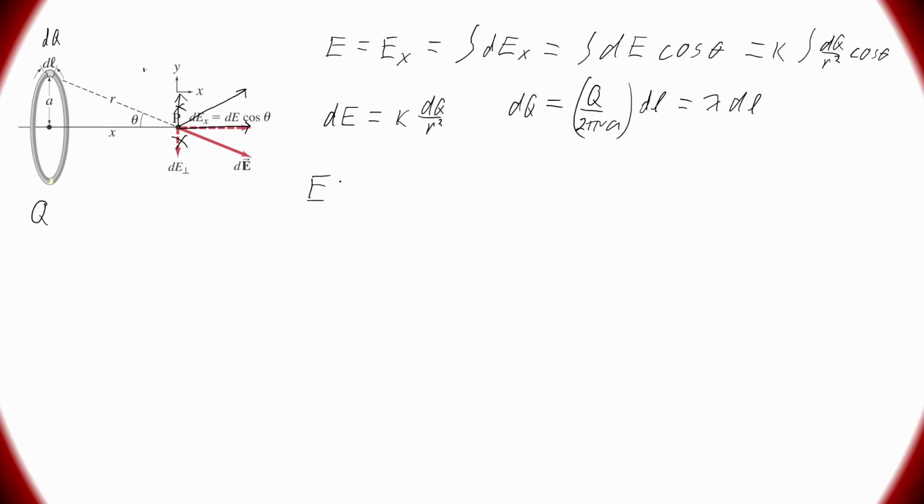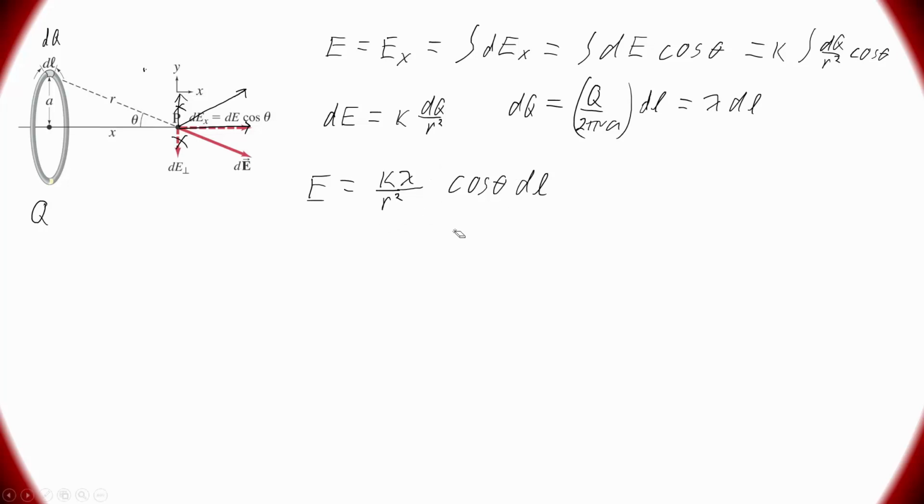So my electric field equals k. I'm going to have the r squared here, and then instead of dq I'm going to have lambda. Now lambda is constant, so I can pull that out here as well. So I'm going to have cosine theta dl. And in fact, cosine of theta is constant because as we go around this ring, theta is always the same. So I guess I should have written that over here.